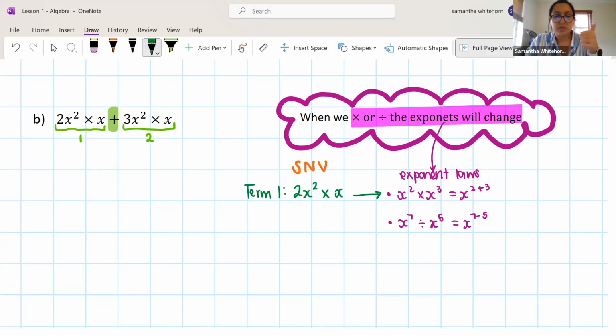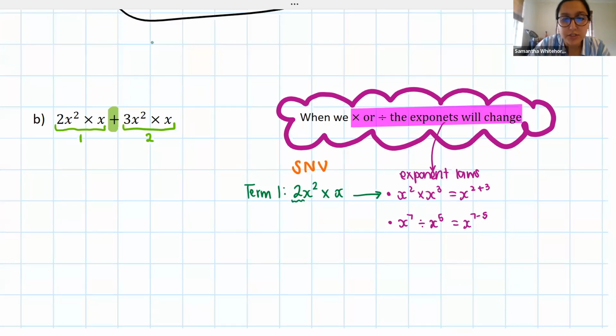So if we go signs, positive times positive is positive, sorted. The numbers, when we talk about the numbers, we're talking about the coefficients. Remember, there is a 1 in front of this x. So I'm saying 2 times 1, which is 2. And then I deal with my variables, and this is where my exponent law comes in. X squared times x is x cubed, because I add the two exponents. So this first term simplifies to 2x cubed.